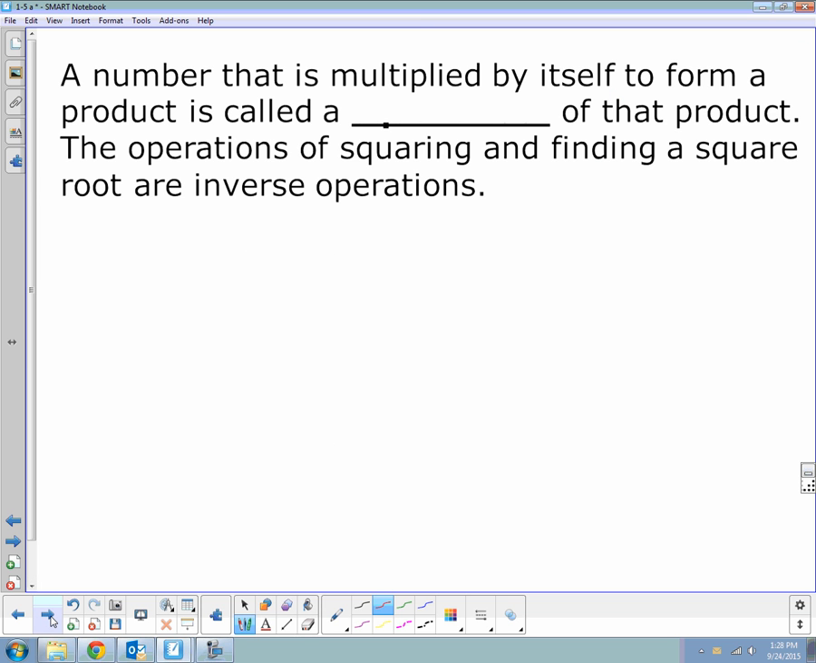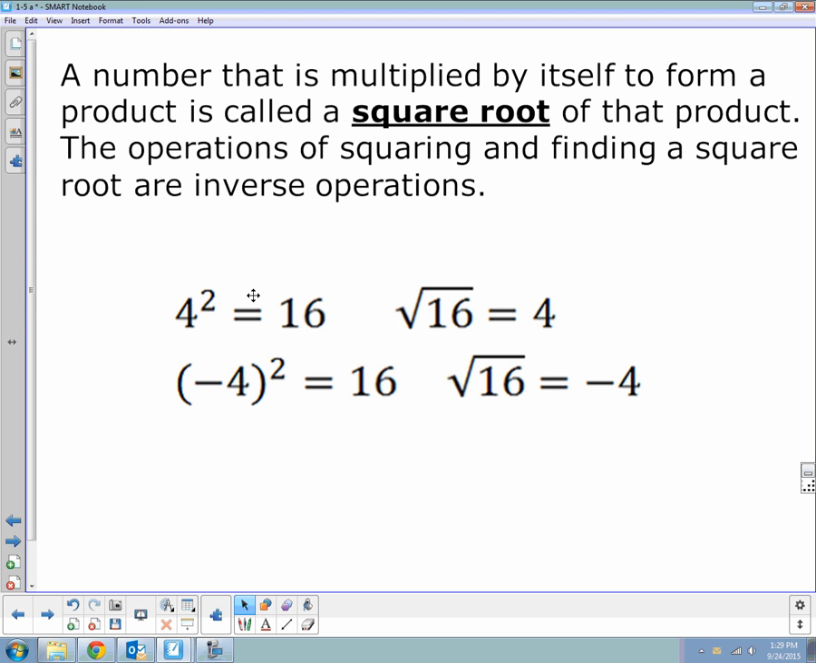All right, a number that is multiplied by itself to form a product is called the square root of that product. And I'll show you an example of what that means. So, the big example, I'm going to unveil something here. I want you to pause it, write it all down, and we'll go through it.